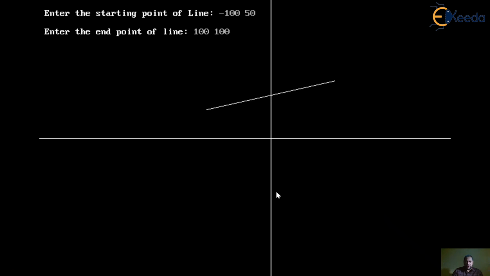Just look at that. My starting point x value is minus 100, y value is 50. Very correct. And you can find the end point: the x value is 100, so x has moved from a negative value to a positive value, and the y value is also 100. So it draws the line. The starting point may be in any quadrant and the end point in any other quadrant, and it draws the line appropriately in all four quadrants. That's why it is called the generalized Bresenham algorithm.